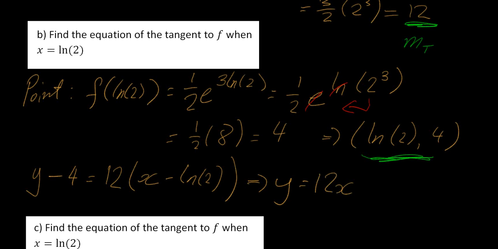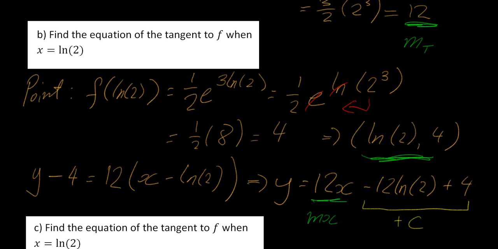Let's see, what do we have? Expanding the bracket will give us 12 ln2. And we're going to grab the 4 from the other side to get plus 4. So, having a closer look at this expression over here, we're going to see that we have our gradient here. This is our mx. And this plus c part is actually this entire chunk over here. So this is our constant, which is made up of an exact value of a logarithm and 4 over here.